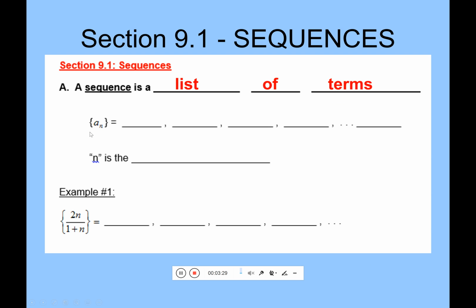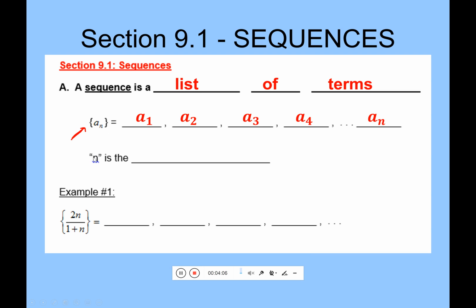You'll notice right here the notation for a sequence. We tend to use braces, and then a sub n is just a notation. The first term would be a sub 1, the second term would be a sub 2, the third term would be a sub 3, then a sub 4, and on out to the nth term. If n equals 10, then we would have 10 terms. Since it's just a list of terms, they're separated by commas. We're not adding them, we're not multiplying them, we're just listing out individual terms. That's what a sequence is.